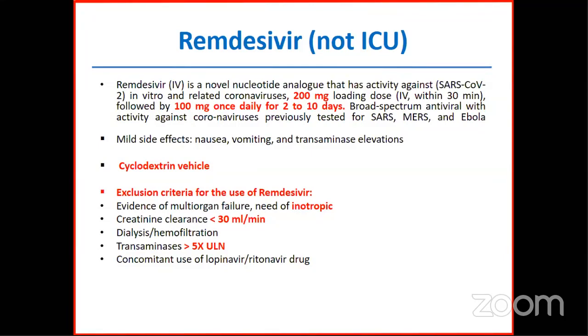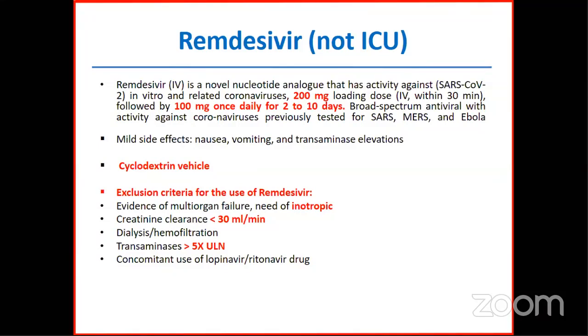Because if we have multi-organ failure, you need inotropes, you have to exclude the use. If creatinine clearance is less than 30, you have to exclude the use. If dialysis or hemofiltration, you have to exclude the use. If there is severe liver injury, with enzymes more than 5 times the upper limit of normal, you will exclude. Also concomitant use of another antiviral, you have to exclude.